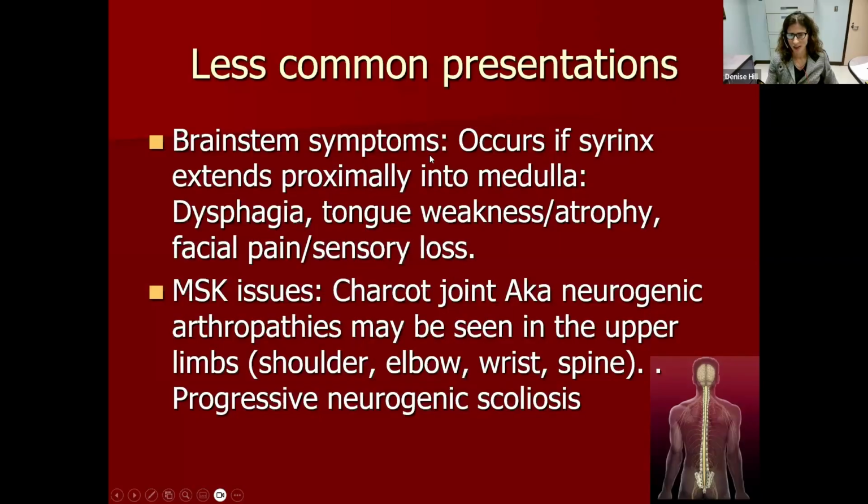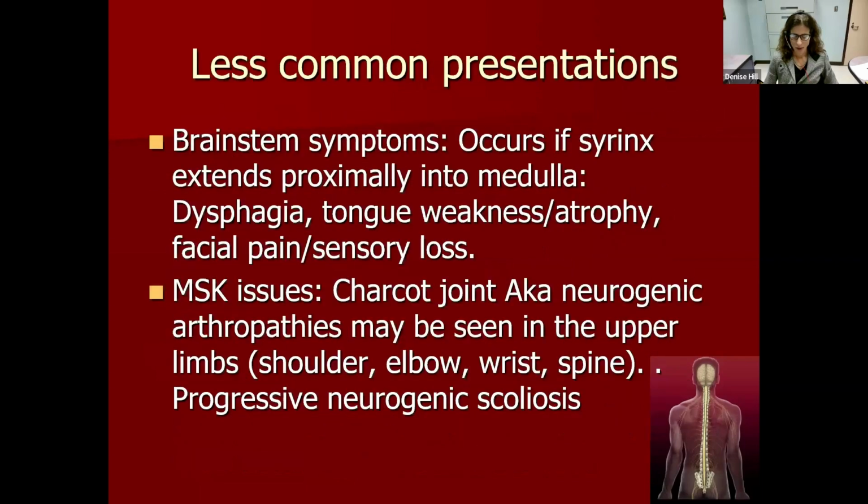If the syrinx, in the case of our patient, is causing damage up in the brainstem, then the patient might report dysphagia, tongue weakness, atrophy, facial pain, or sensory loss. And then I have seen some patients with MSK issues, so Charcot joints that crop up, say, in the shoulder of a paraplegic individual. So that can happen because of a denervated joint, and that can happen in the shoulder, elbow, wrist, and I've seen it in the spine as well. Progressive neurogenic scoliosis can also happen due to syrinxes.